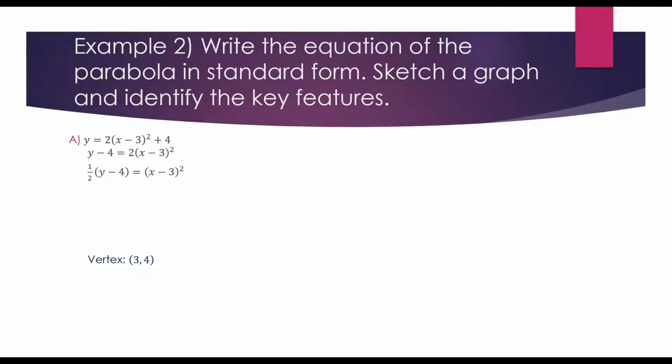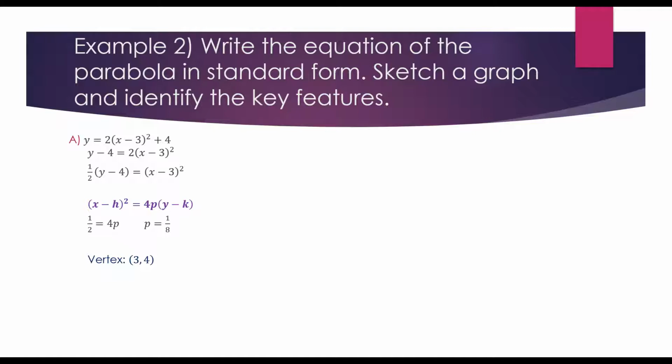We can look at this and know that the x-coordinate of our vertex was moved right 3. The y-coordinate of our vertex was moved up 4. So our vertex is the point 3, 4. To identify the other key features, we need to find the value of p. And to do that, we use the number that's out in front of our y set of parentheses. We call this our standard form equation. So this 1/2 is equal to 4p. If you divide both sides by 4 to get p by itself, 1/2 divided by 4 is 1/8. So p is 1/8. The distance from the vertex to the focus is 1/8.